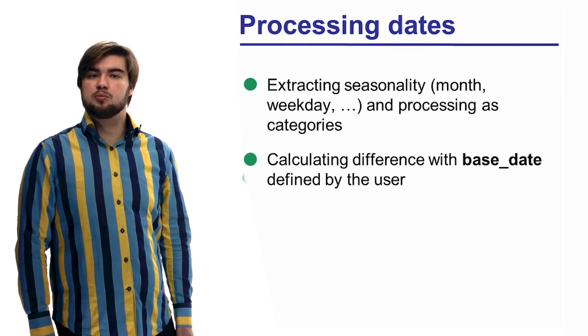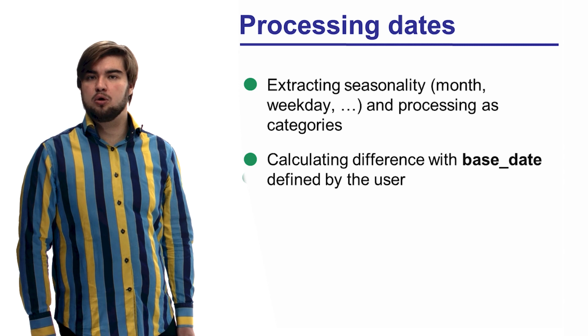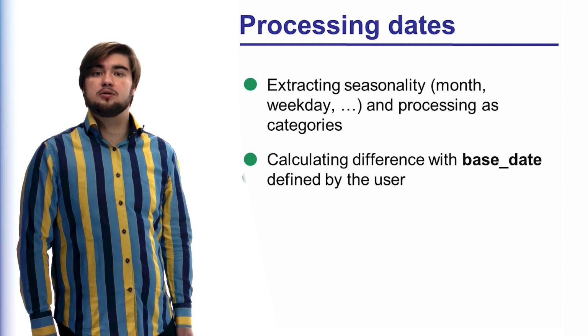A common way to process dates is to extract seasonality, like month or weekday, and process it as a category. Another option is to calculate the difference with the base date, which is defined by the user.